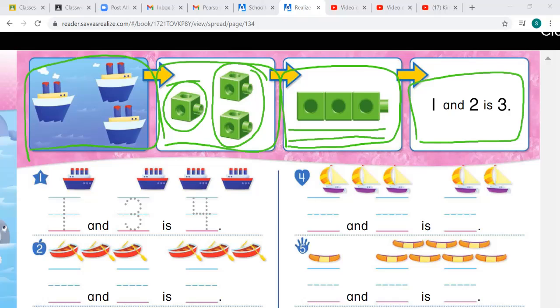All right, let's look at our last box. What does this sentence tell? It tells us how many boats there are all together when you join the groups. How many are there all together when you join 1 and 2? There are 3. All right, let's look down here at number 1.